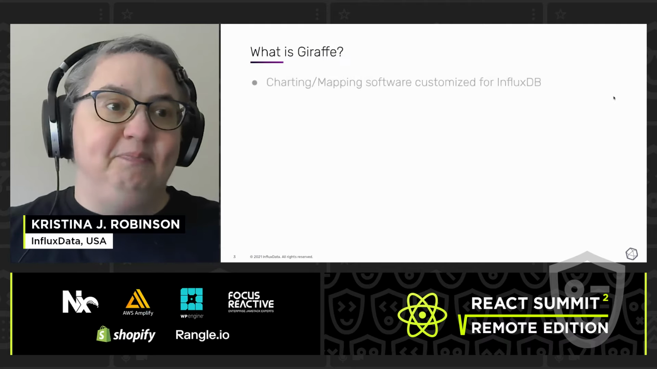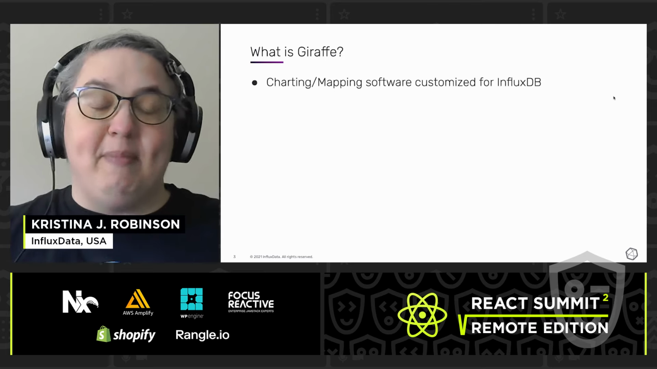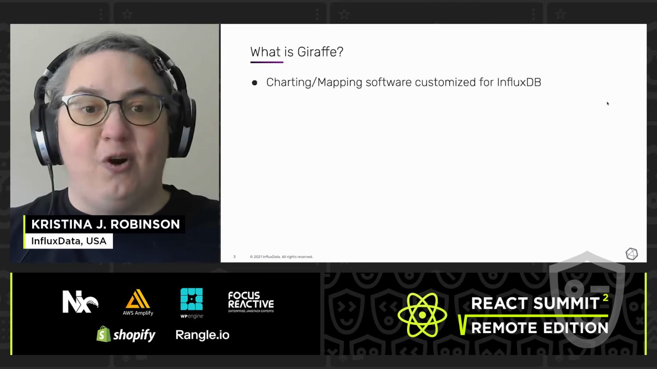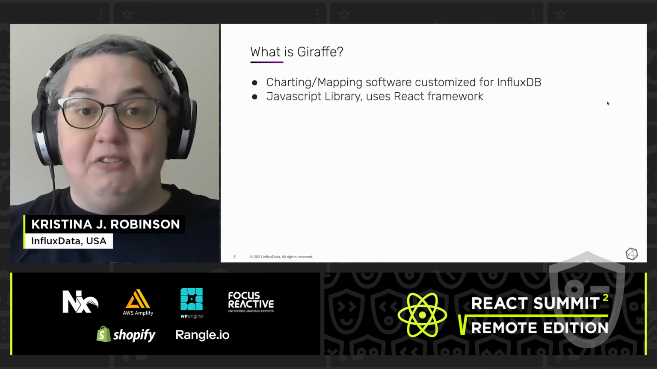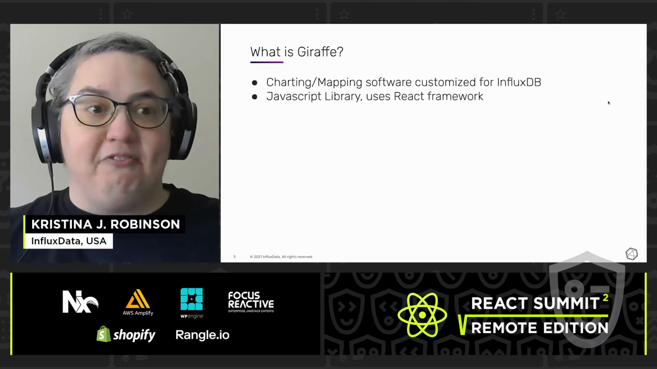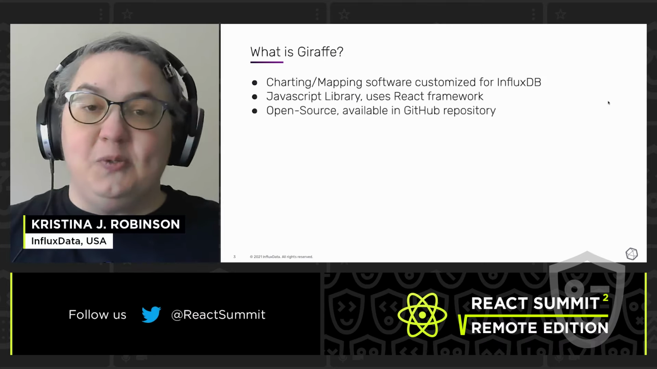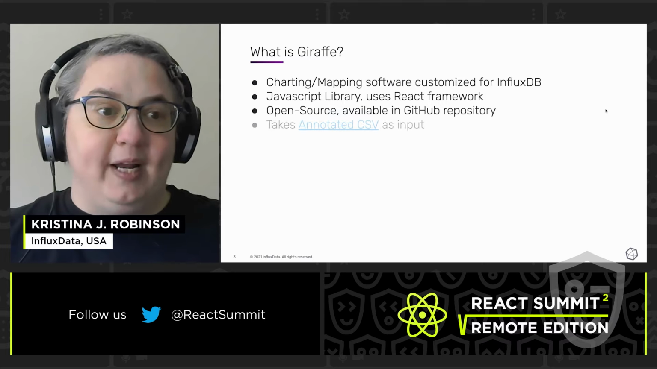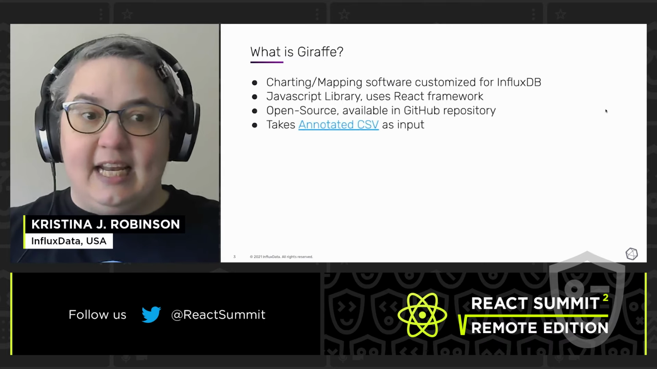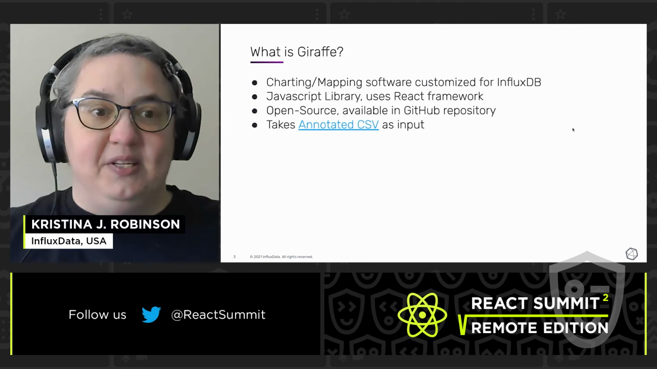What is Giraffe? Giraffe is a charting and mapping software that's customized for InfluxDB. It's a JavaScript library. It uses the React framework. It's also open source and available in a GitHub repository. It takes annotated CSV as input.